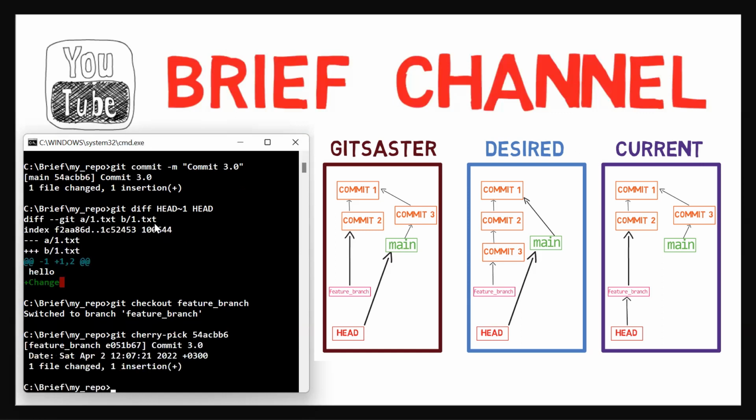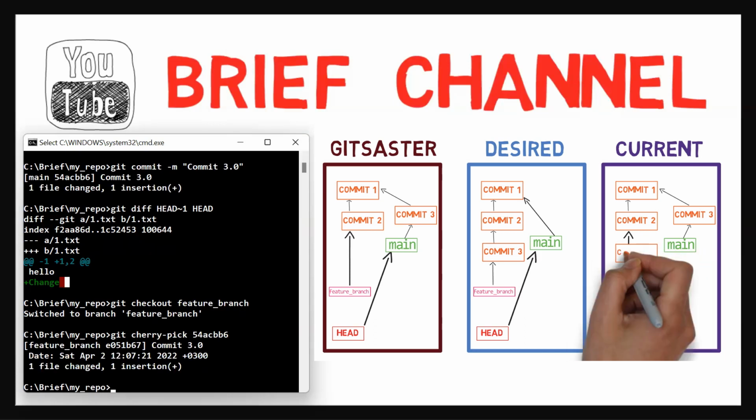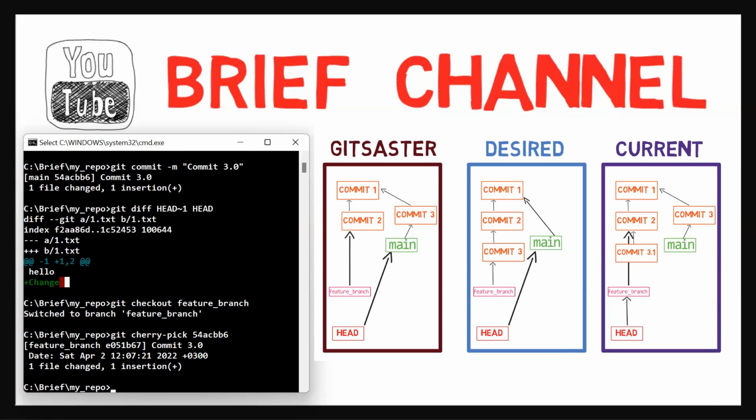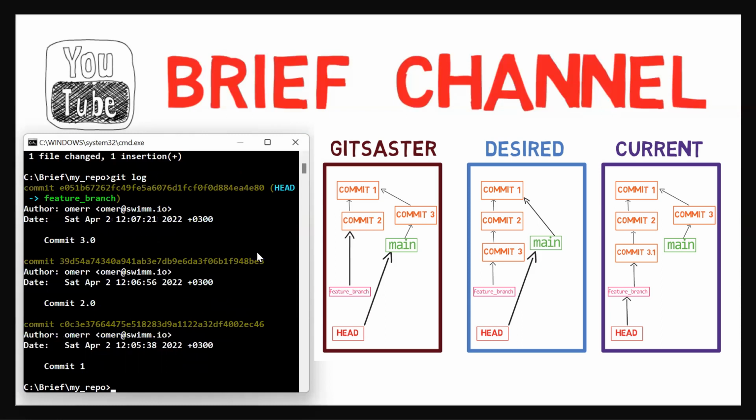Cool. So this basically takes the changes in commit 3.0 that we saw here. In this case, it's changes to the file 1.txt. And then git cherry-pick generates a new commit, including these specific changes. And then it also changes the pointer of the active branch, in this case feature branch, to point to the new commit. So if we look at the log now, git log, we can see that we're on feature branch and we have commit 3.0.